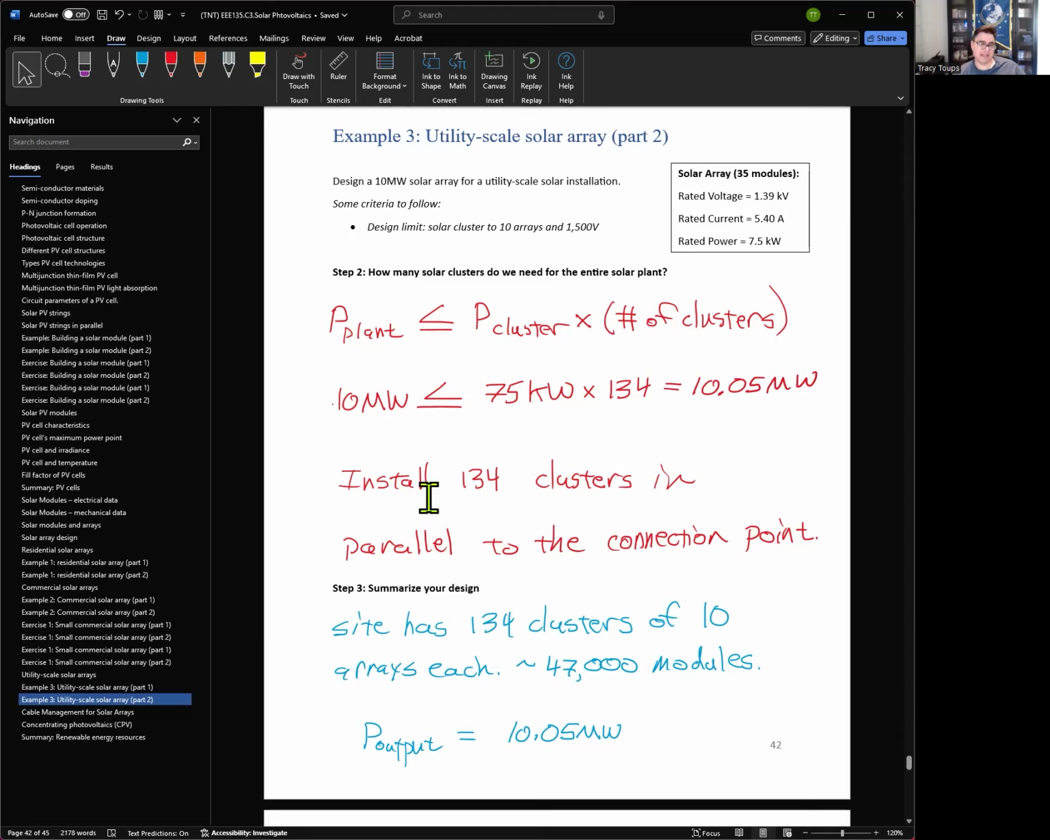All right. So at the end of the day, install 134 clusters, put them all in parallel because we don't want to get above that 1,500 volts to the connection point. Now, one thing to say, when you build a cluster of 10 solar arrays, typically we'll take that, put that into one wire, and that one wire running 50 amps will then typically be connected to an inverter or some other device, and that's going to then get connected to the main power grid through a substation.